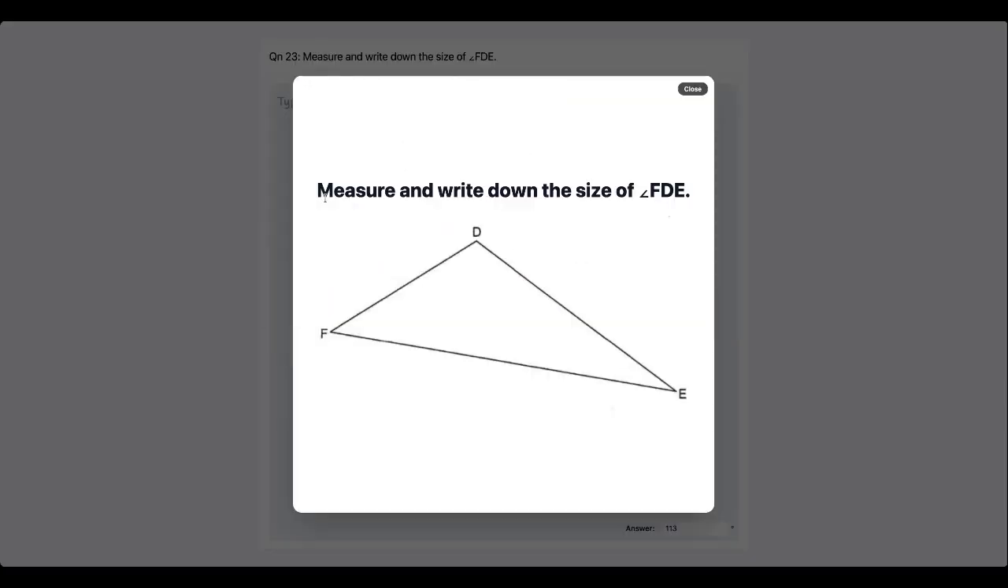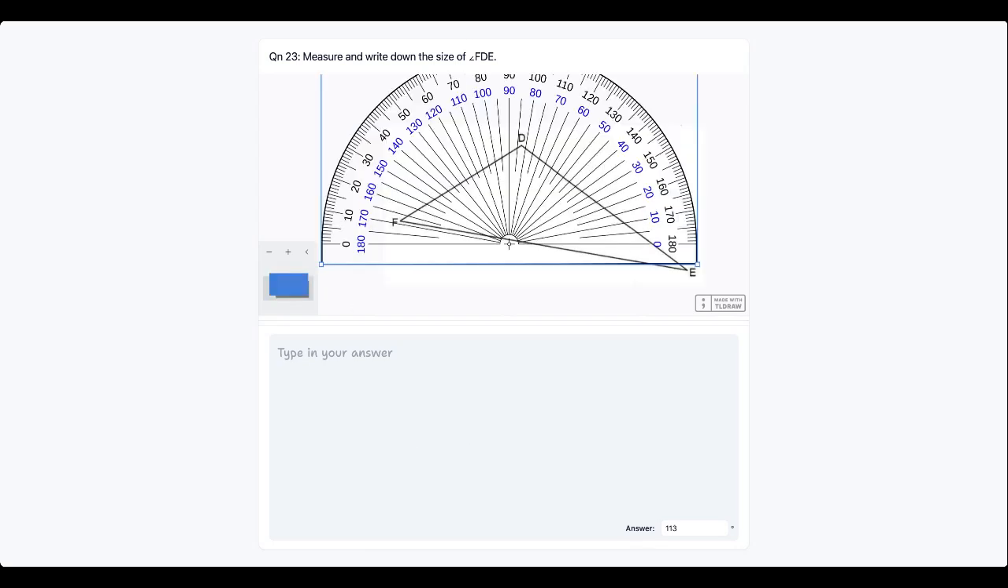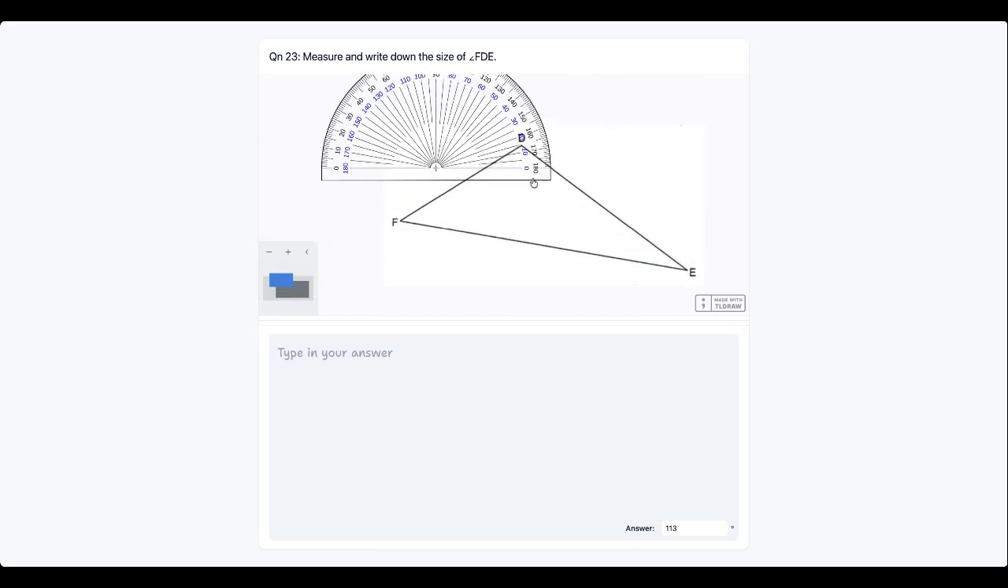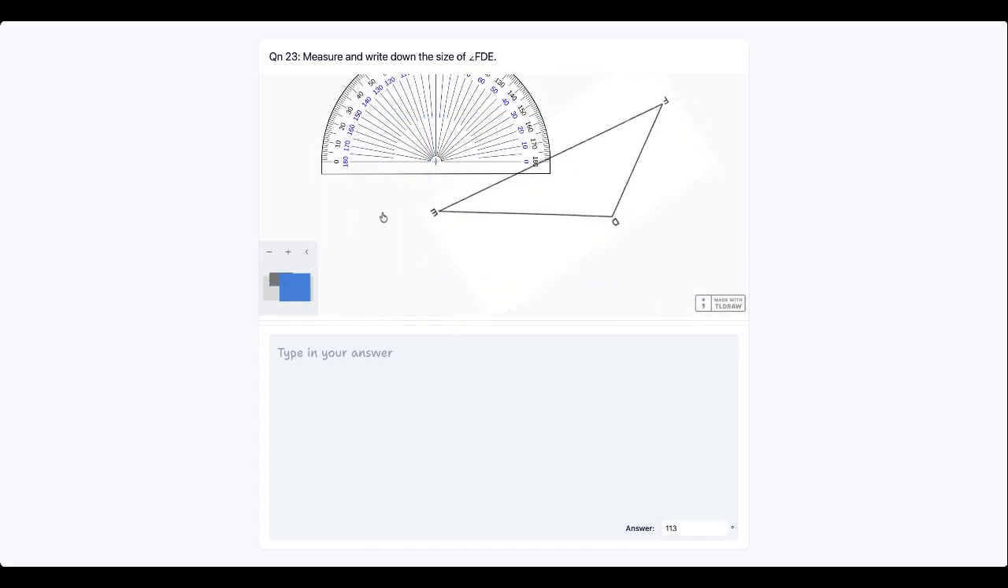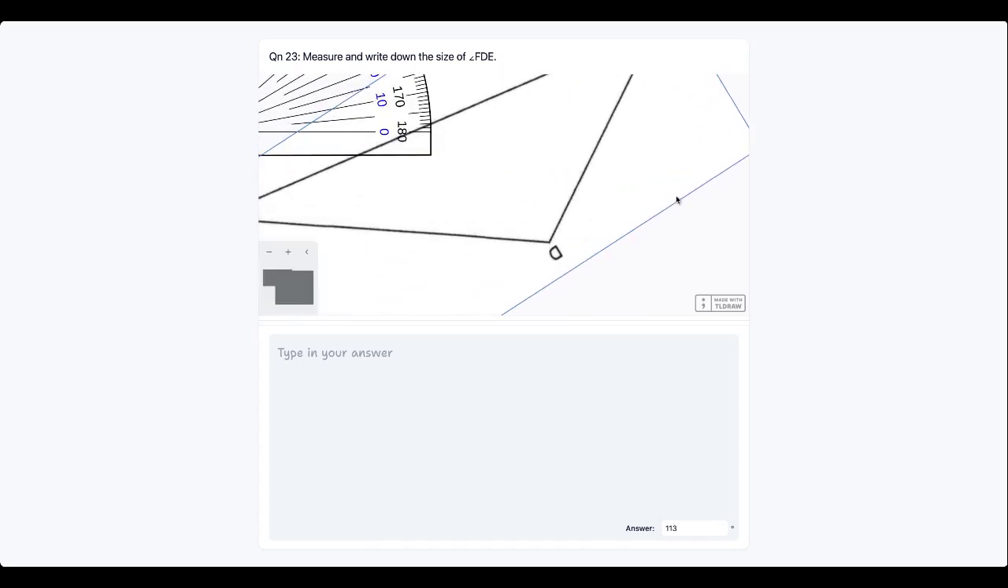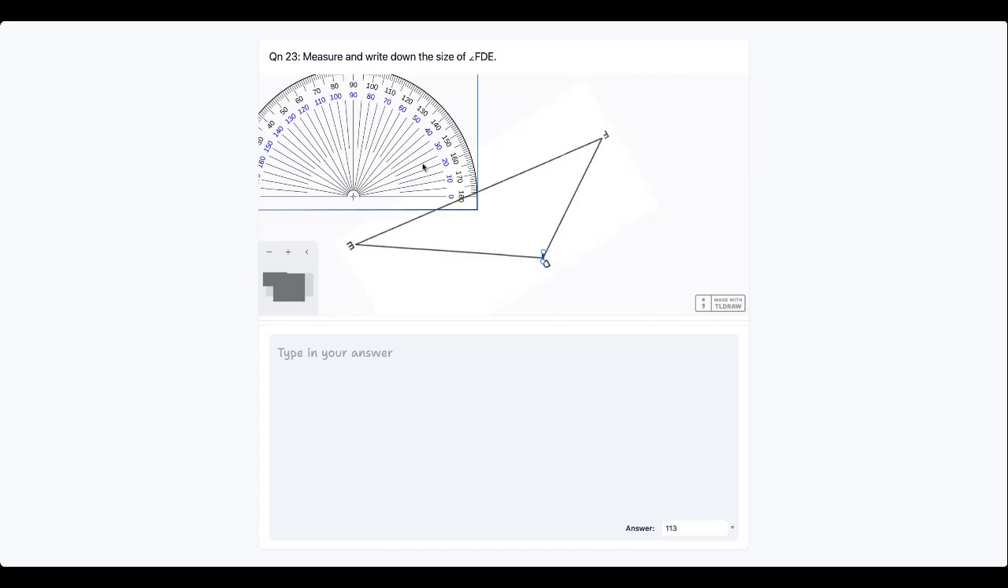Okay, question 23. Measure and write down the size of FDE. Okay, so let me grab my protractor. I have my protractor over here, a little bit large. So what you can do is you can actually flip your paper. So I'm going to flip this image, right? Something like this, right? So FDE is like this over here. So what we are looking for is this angle, right? So first thing first is you want to draw a little notch in the middle as what you see over here, like this, so that you can align the protractor easily.